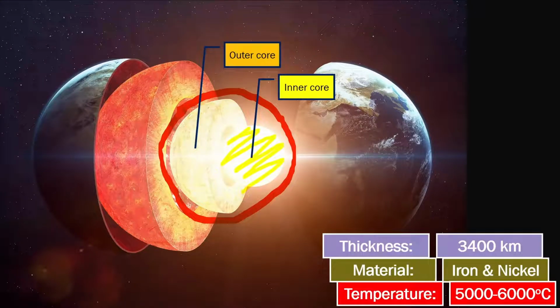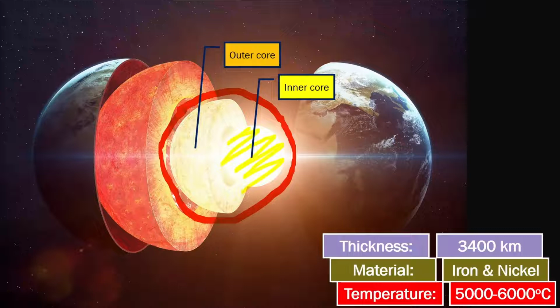So the thickness of the core, both cores, is 3,400 kilometers, which is slightly deeper than the mantle. This thickness is for both cores, okay, the outer core and also the inner core.